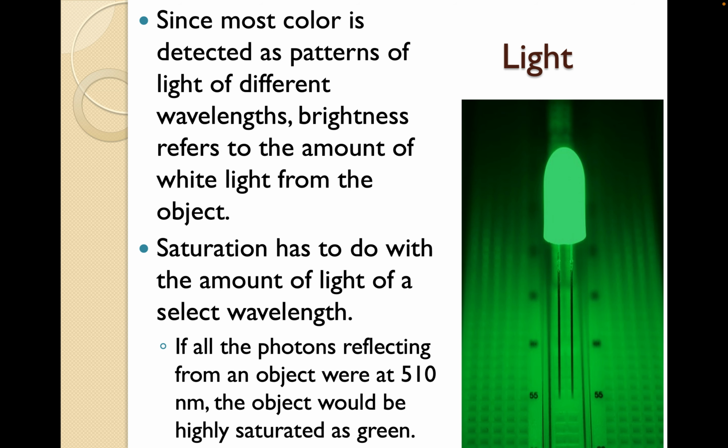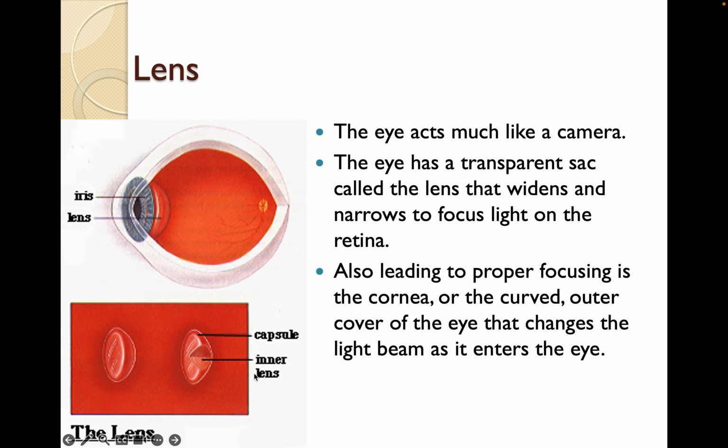Since most color is detected as patterns of light of different wavelengths, brightness refers to the amount of white light from the object. Saturation has to do with the amount of light of the select wavelength. Of all the photons reflecting from an object, say we're at 510 nanometers. If all the photons reflecting off the object were 510 nanometers, the object would be highly saturated as green. And there you go. That's what green looks like.